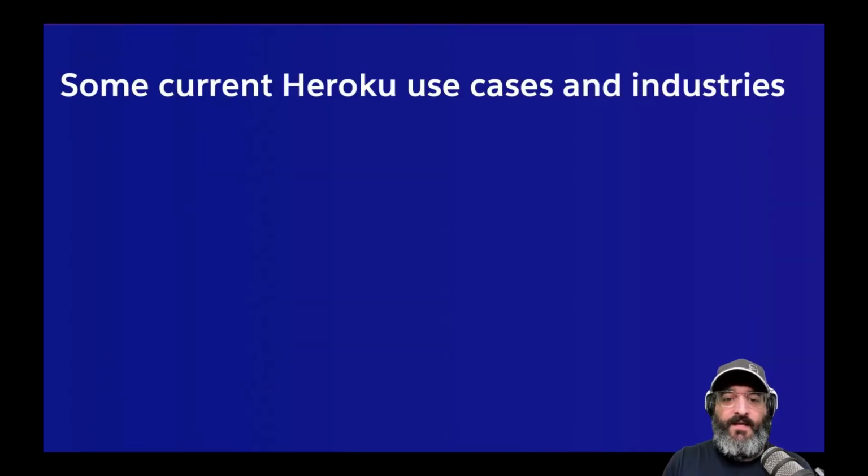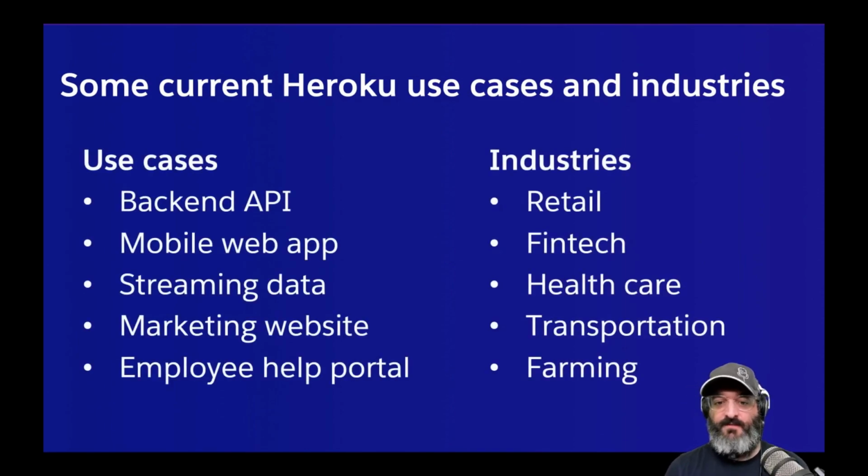So maybe what you're beginning to see here is that Heroku is not just for websites. There are tons of different ways you can use Heroku. As I mentioned earlier, the Trailhead Learning Platform itself is built using Heroku, but we have customers who use Heroku for backend APIs, mobile web apps, streaming data processing. That's where Apache Kafka might come in handy. Marketing websites, and in industries such as healthcare, transportation, fintech, farming, retail, advertising. And again, these are just a handful of examples.